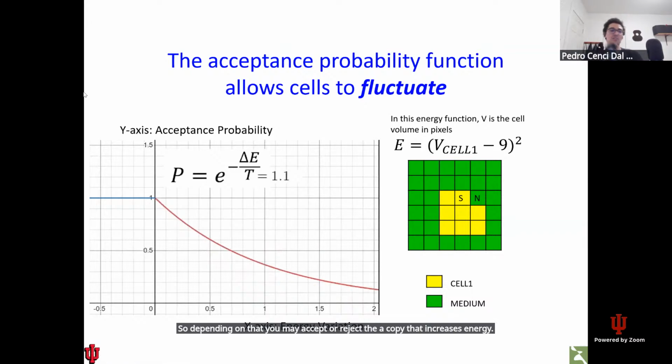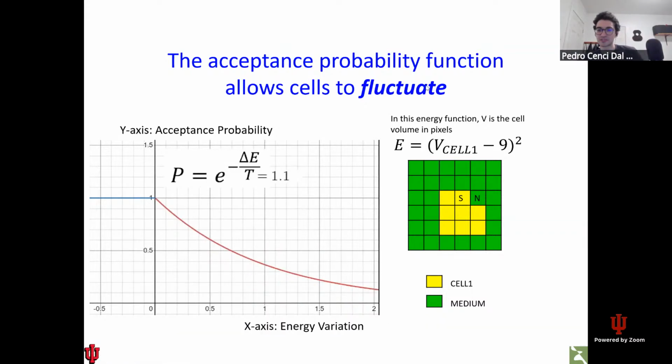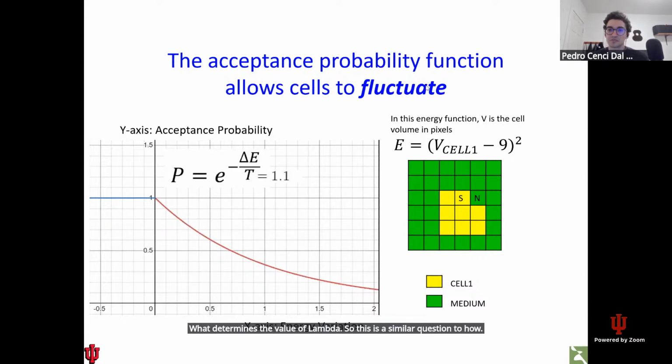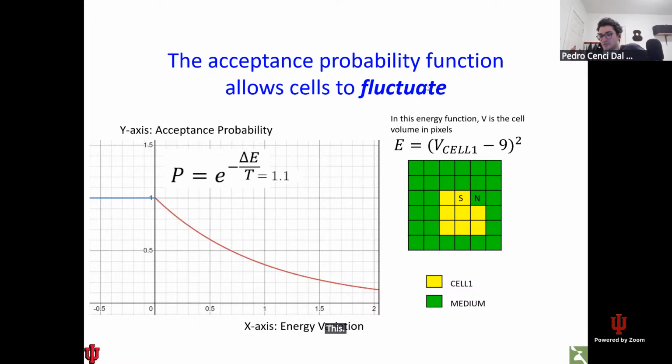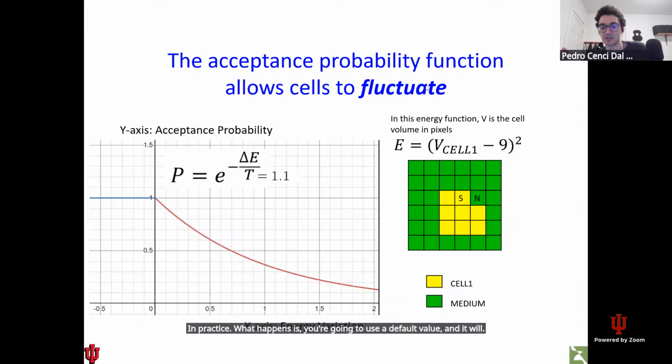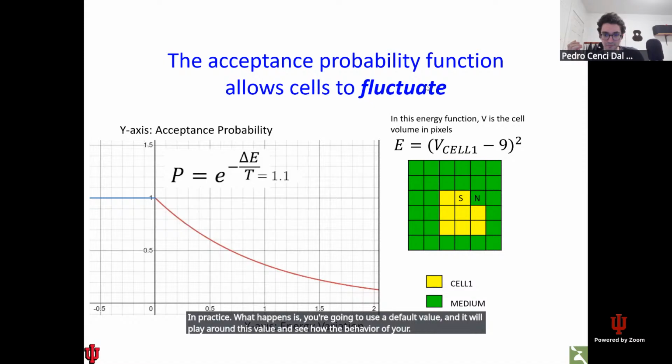Okay, that's our first checkpoint of the lecture. What determines the value of lambda? This is a similar question to how do we set temperature? How do we determine what is the value of temperature? In practice, what happens is you are going to use a default value and you'll play around with this value and see how the behavior of your simulation changes.